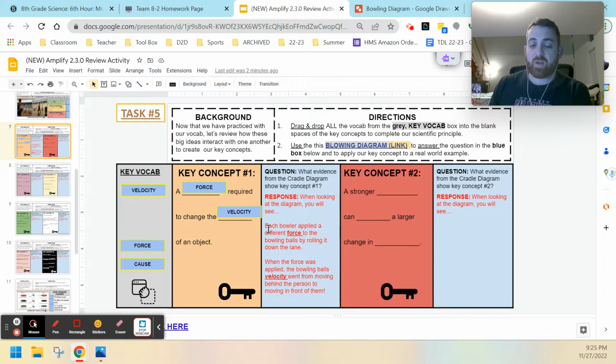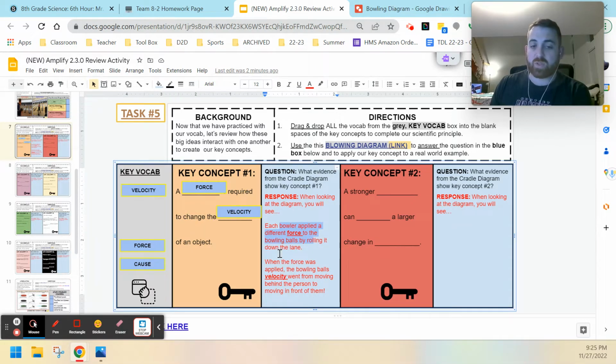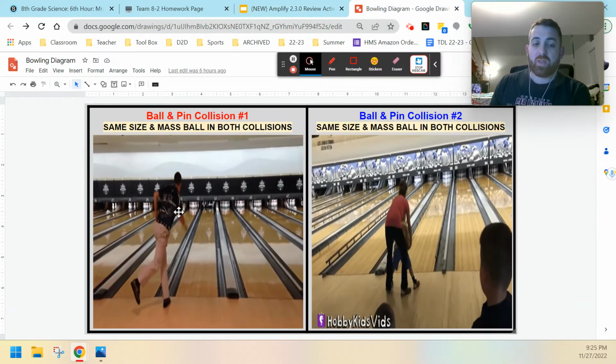Well, when looking at the diagram, you'll see that each bowler applies a different force to the bowling balls by rolling it down the lane. And notice I'm bringing in this idea that a force is required to change the velocity of an object. So I'm talking about the force that each bowler applies. When the force was applied, the bowling ball's velocity went from moving behind the player to moving in front of them. And you can kind of see that here.